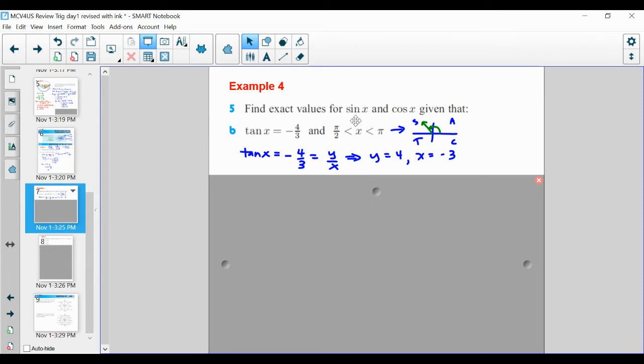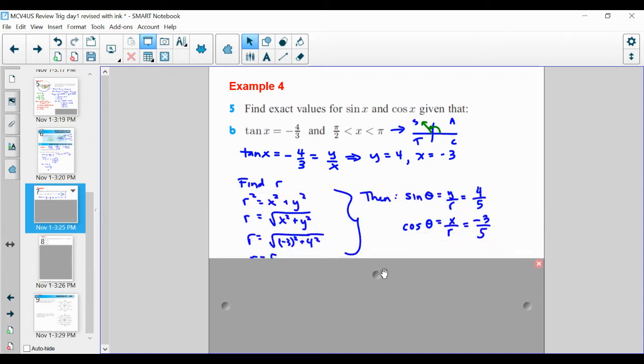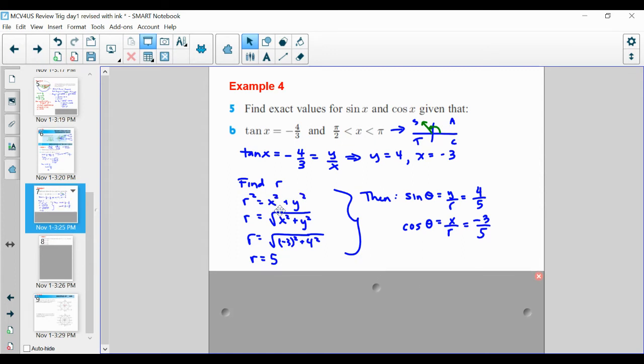And if I want to write the values for sine x and cosine x, I need to also know the value of r. What is the length of this terminal arm? So I use my Pythagorean theorem because this makes a right angle triangle. And I solve for r by plugging in the values I know for x and for y. And I find out r is 5. Then I can write my ratios.